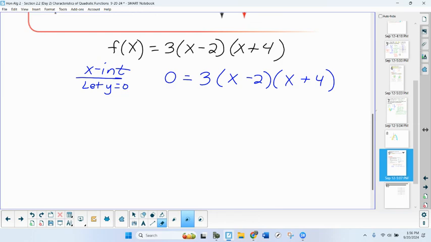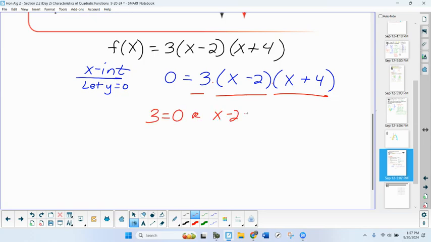We can use the 0 product property. Guys, if I have 2 numbers multiplied together, and I'm telling you that these 2 numbers multiply together to give me 0, what can you tell me about one of them? One of them has to be 0. That's the 0 product property. If I have a times b equal to 0, either a is 0 or b is 0. Well, I don't have 2 things. I have 3 things. I have this times this times this. So I always say, okay, so either 3 is 0 or x minus 2 is 0, or x plus 4 is 0.